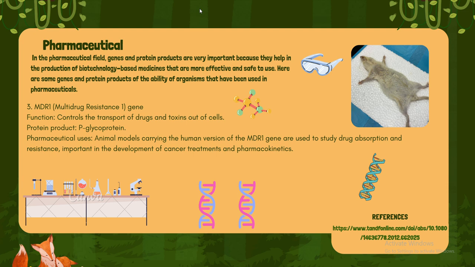The last is the MDR1, multi-drug resistance 1 gene. Function: control the transport of drugs and toxins out of the cell. Protein product: P-glycoprotein. Pharmaceutical use: animal models carrying the human version of the MDR1 gene are used to study drug absorption and resistance, important in the development of cancer treatment and pharmacokinetics.